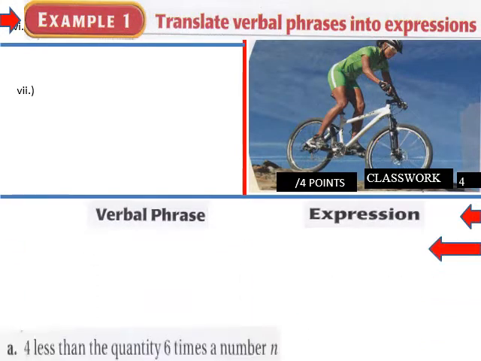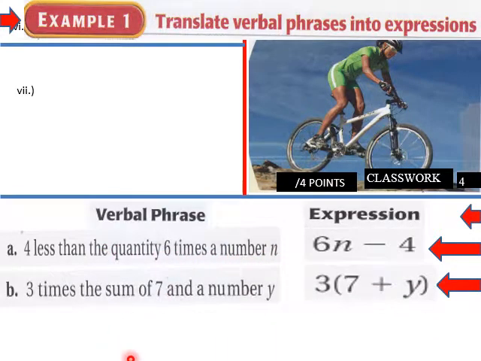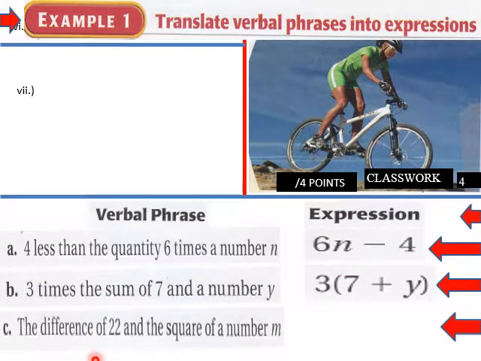Okay, example 1, translate verbal phrases into expressions. So A, 4 less than the quantity 6 times the number n, that would be the expression: 4 less than a quantity 6 times n. And then 3 times the number, the sum of 7 and y. So we have a quantity here: 3 times the sum, or quantity, of 7 plus y. That would be the mathematical expression of this statement.